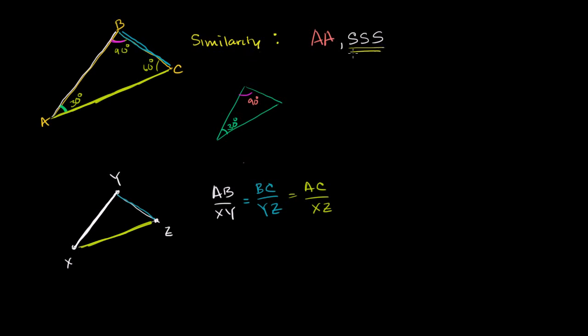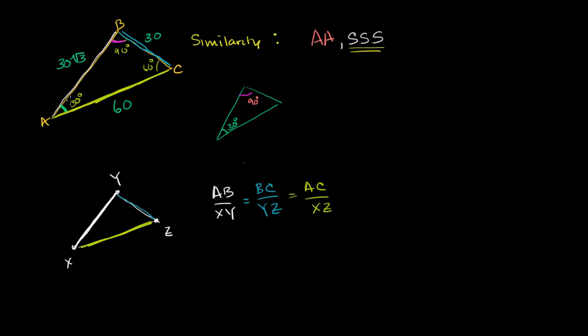Side, when we're talking about congruence, means that the corresponding sides are congruent. Side for similarity, we're saying that the ratio between corresponding sides is going to be the same. So for example, let's say this right over here is 10. Let me think of a bigger number. Let's say this is 60. This right over here is 30. And this right over here is 30 square roots of 3.